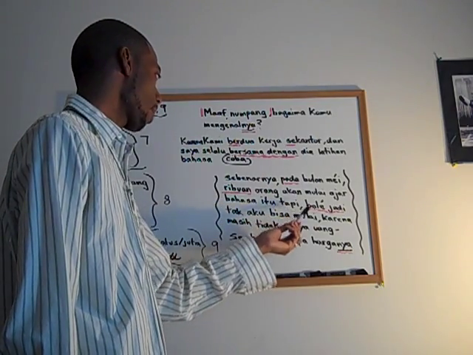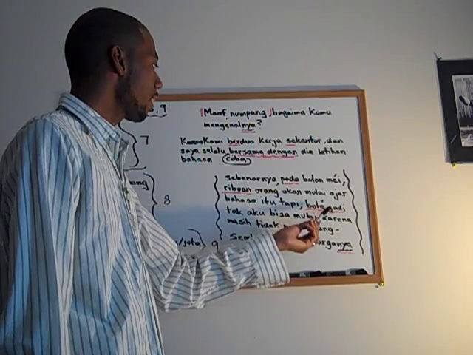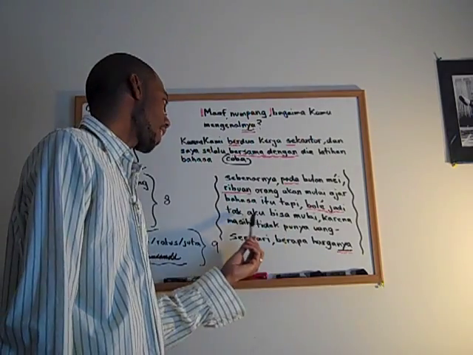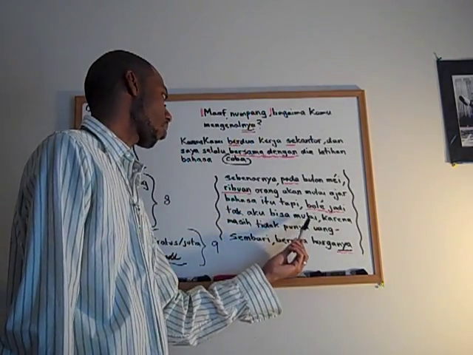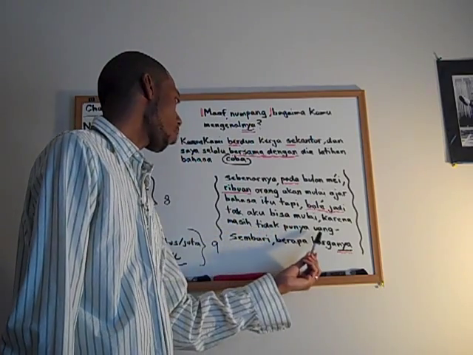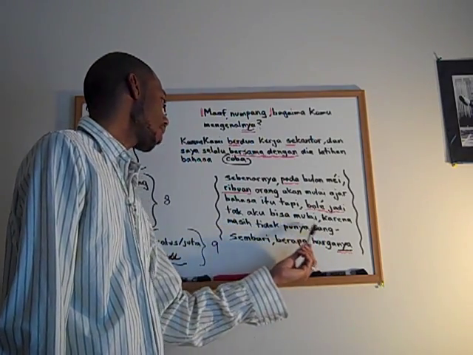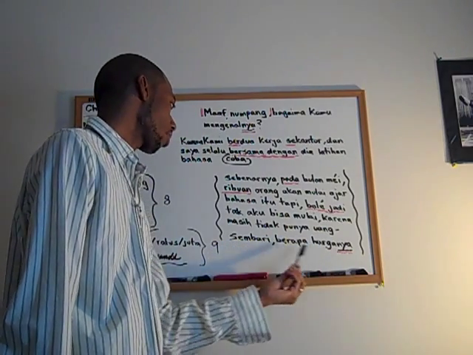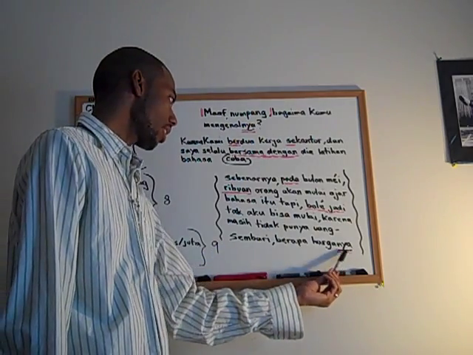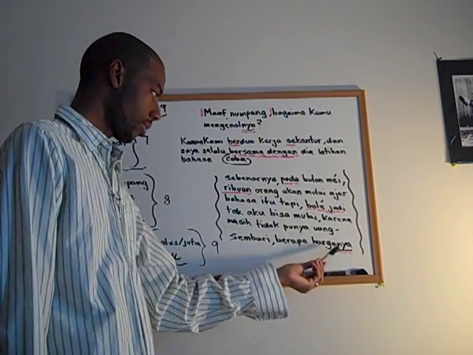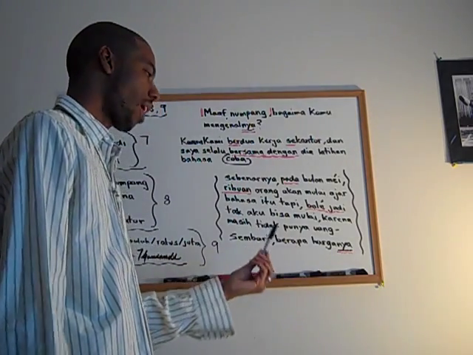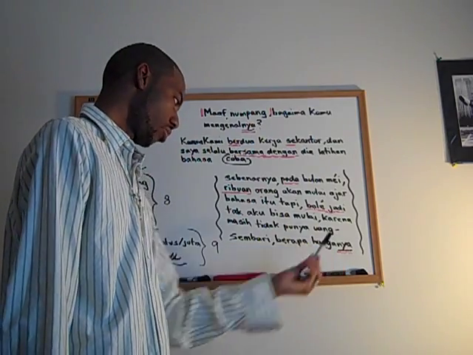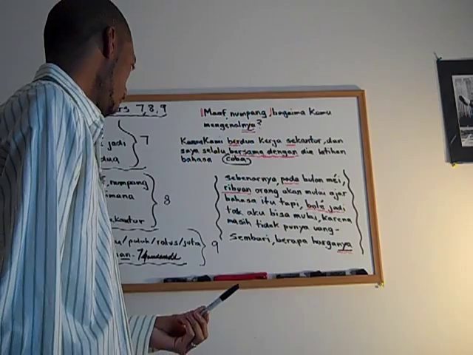Tapi, but, boleh jadi, so but likely or more than likely, tak aku bisa mulai. More than likely, I can't begin. I won't be able to start. Karena masih tidak punya uang, because I still don't have money. Sembari berapa harganya? So, by the way, or how much is it, by the way? So nya here is referring, again, chapter 7, to it. So how much is it? Like I said, the nya is a versatile word. You have to just get used to it over time.